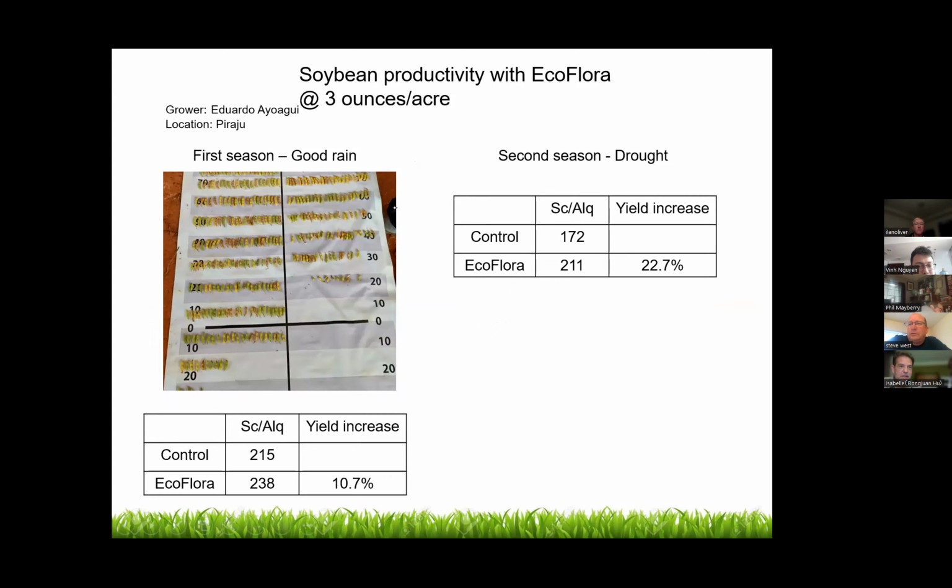Also interesting to see in this farm, for example, they did it in the rain season and in the drought season. In the rain season, it's perfect, obviously fantastic conditions, with an improvement of 10%. And in the dry season, very, very hard conditions, we got 22%.